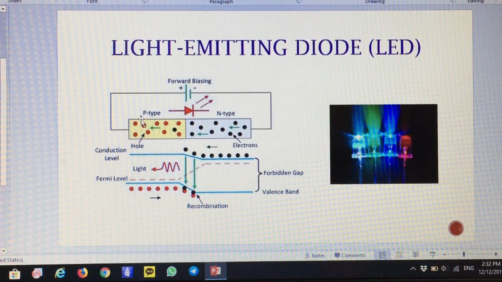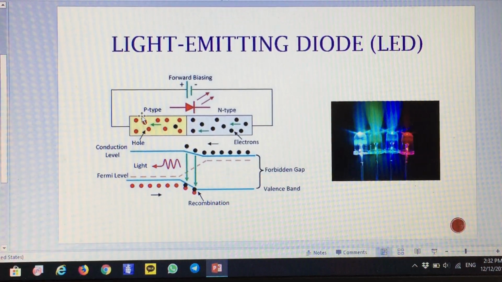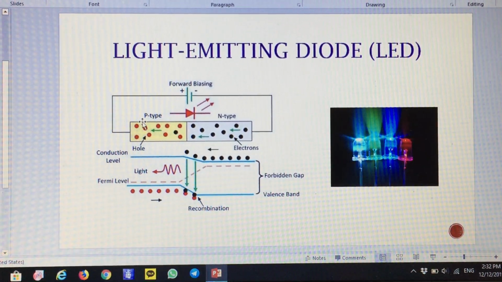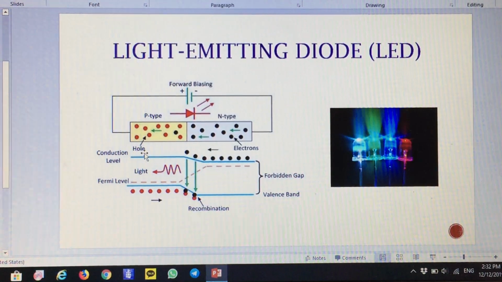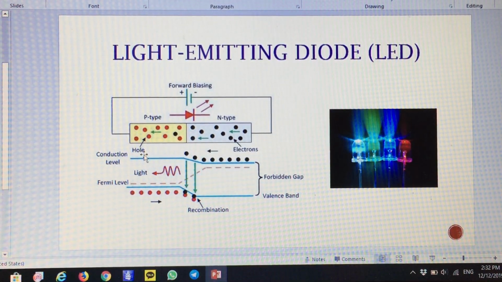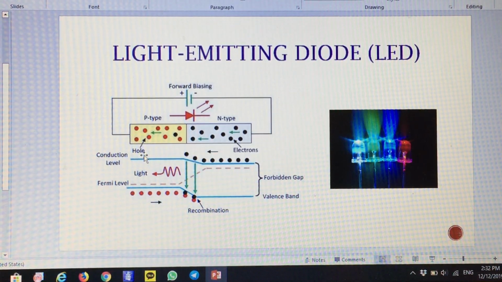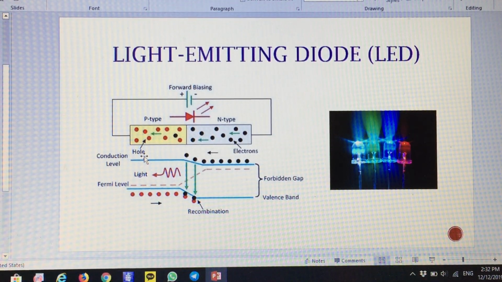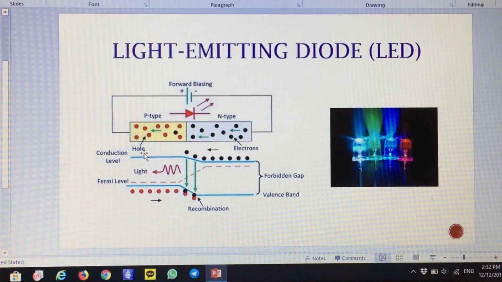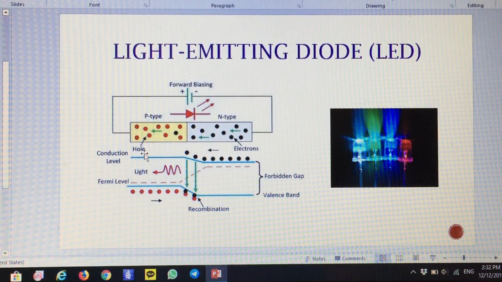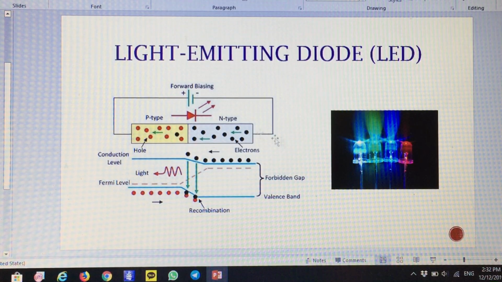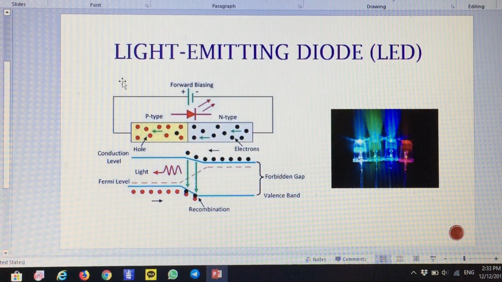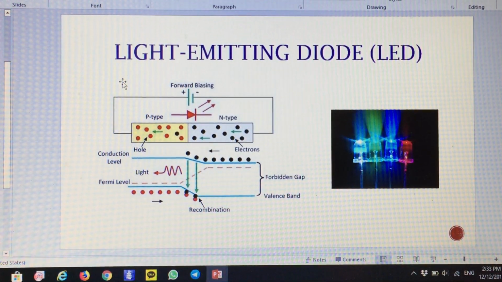The last one is LED. An LED is also a PN junction diode. This is the structure of an LED. It emits light when an electric current passes through it in the forward direction. In an LED also, recombination occurs. So electrons from the N side and holes from the P side, this is the N side and this is the P side, combine together and give off energy in the form of heat and light.